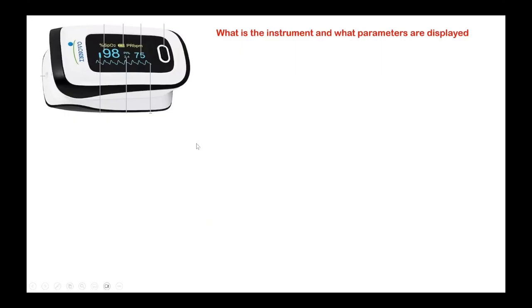What is the instrument shown here and what parameters are displayed? Pulse oximeter: saturation, heart rate, and perfusion index, displayed from the finger probe. What are all the things that have been displayed? You can see so many lines, 1, 2, 3, 4, 5, 6, 7 lines are there. So what is being displayed here? Heart rate, saturation, perfusion index.